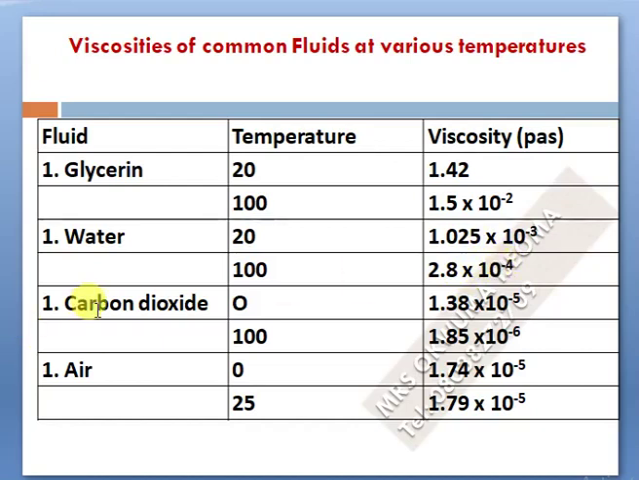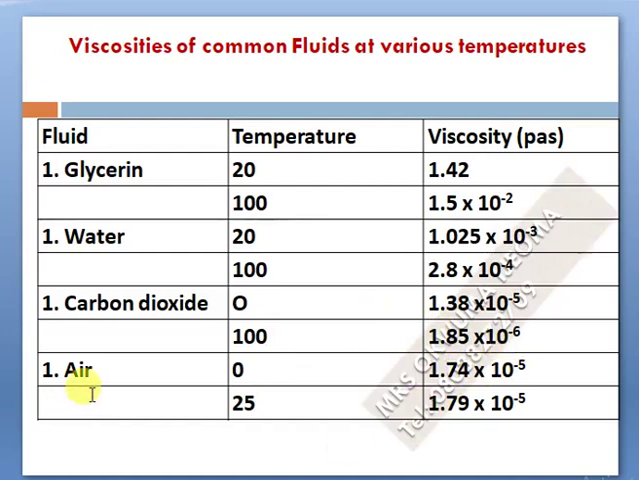Now, we go over to gaseous state, like your carbon dioxide. Remember, in gases, we said that viscosity increases with increasing temperature. Now, when the carbon dioxide temperature is 0, look at the viscosity, 1.38 times 10 raised to the power minus 5. When you increase the temperature to 100, viscosity increases to 1.85 times 10 raised to the power minus 6.